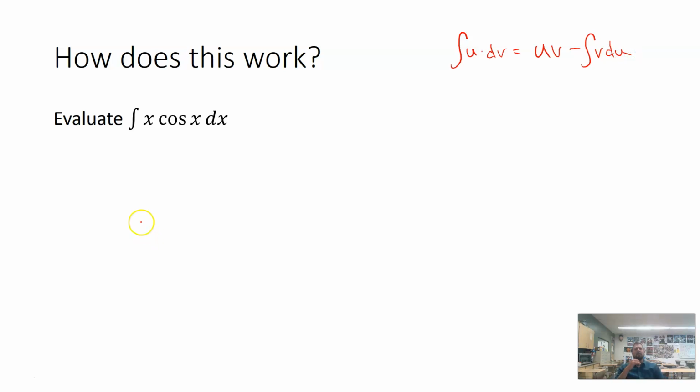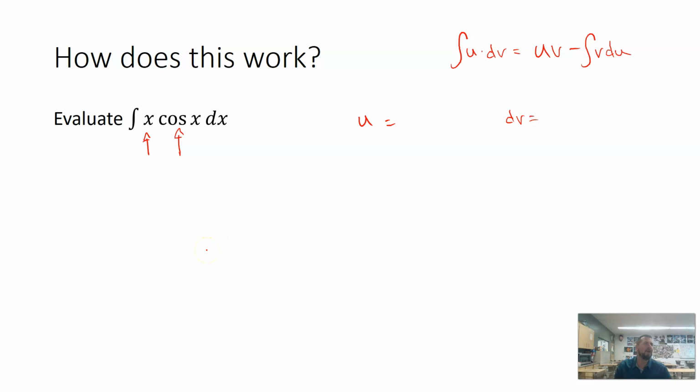And what I want to know is what the antiderivative of x times the cosine of x is. Well, notice I've got x and I've got cosine of x, and those are my two different functions that are multiplying together here. I need to identify one of those as u and one of those as dv. So the first question you should always ask yourself, because I'm going to need to know those two things, u, what is that, and dv, what is that, in order to use our formula.